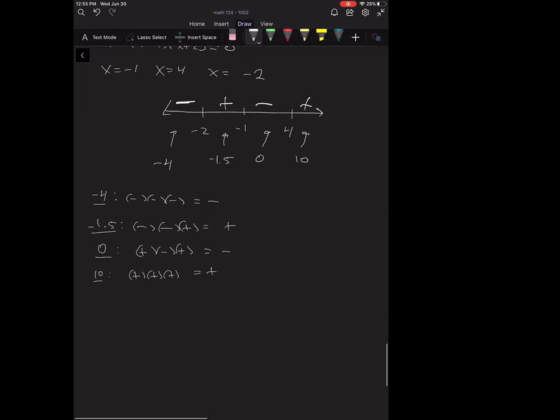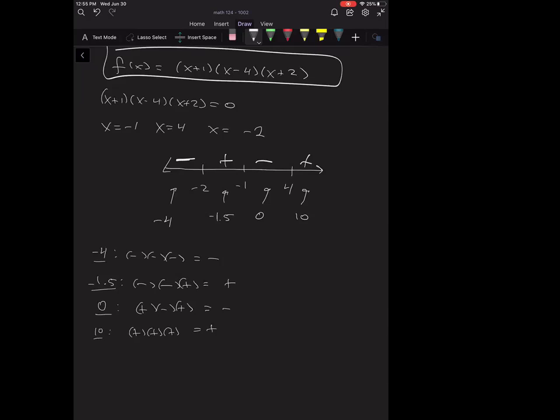So what do we do now? Now we have our graph. We put dots on all of the zeros. We had a 0 at minus 2, a 0 at minus 1, and a 0 at 4.